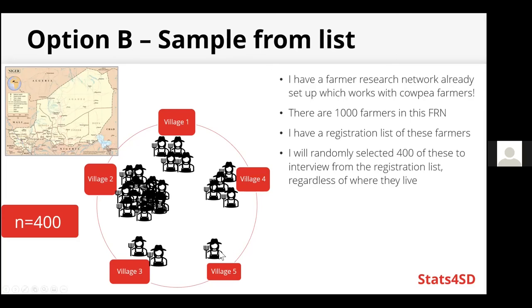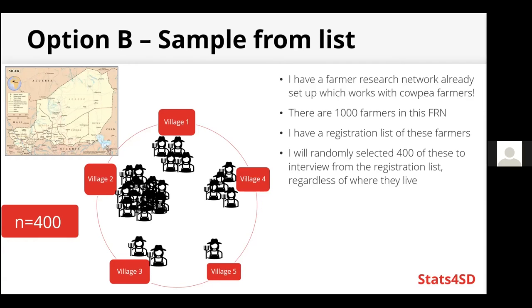I might have some villages where there's only one farmer that gets selected. This village two, this might be a village which is very close to my research station, so there's lots of farmers that are there. It's a very large village, so there's lots of farmers that are there. So it's not going to be evenly distributed in terms of my sample, because I'm not picking within cluster, I'm picking directly from the list.